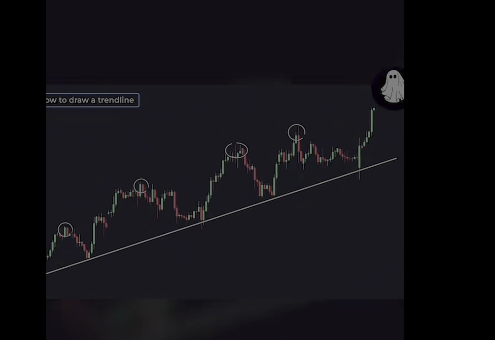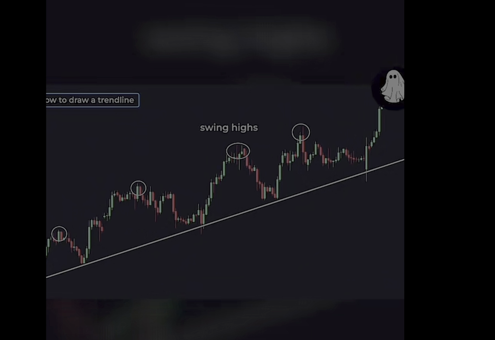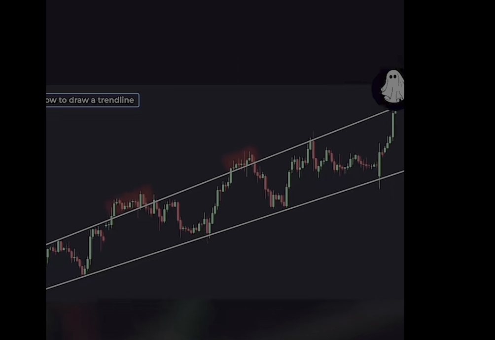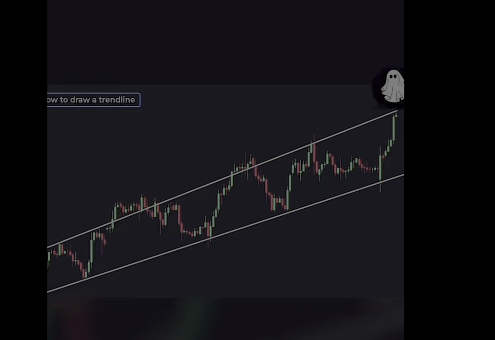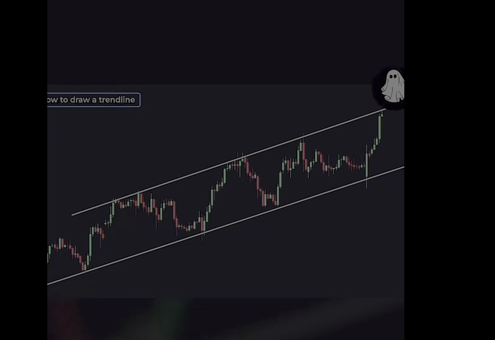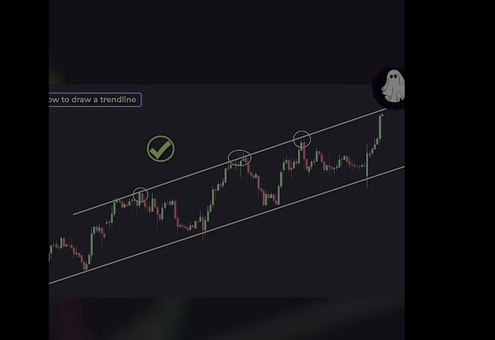Now, if we look at the price action on top, we can also see multiple major swing points. So, let's try drawing a trend line. If we draw it like this, notice that some swing points overlap the trend line, meaning this isn't the right way to do it. But if we draw it like this instead, notice that the swing points are now touching properly. So this is how I'll draw the trend line.